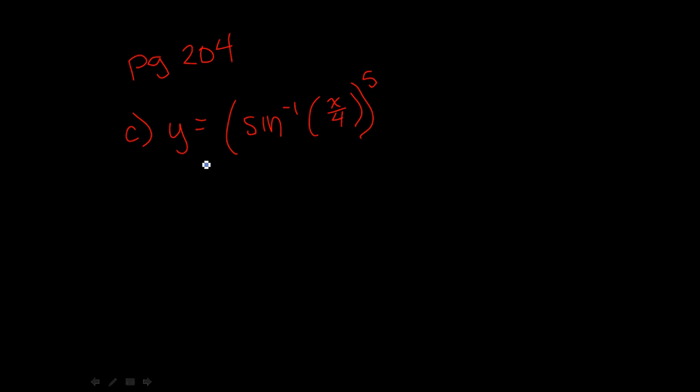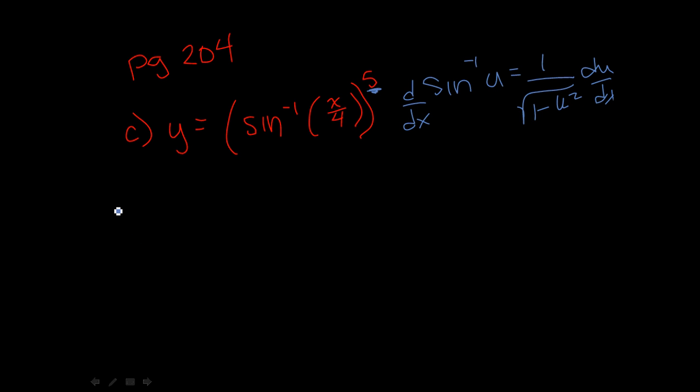Okay, so for C, again, we're using the same formula that we used on the last problem. So we have this u squared du dx. In this case, our u is x over 4, but we have an extra thing to do here as part of the chain rule before we even make it to the inverse sine. So our derivative, we're going to put that 5 out front, keep everything inside the same. Now that's to the 4th power.